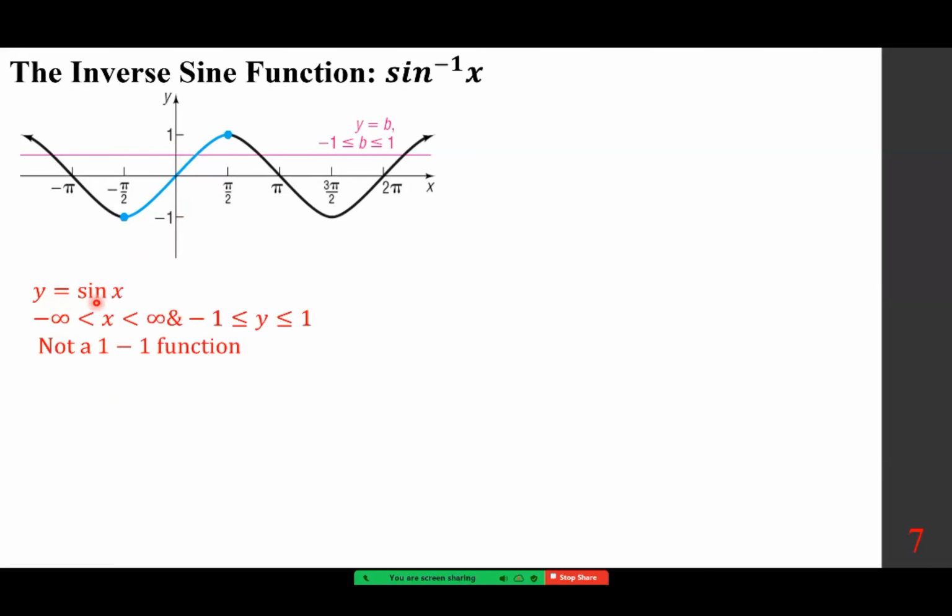So y equals sine x. X is between negative infinity and infinity. Y is between negative 1 and 1. And as you can clearly see, it is not a one-to-one function because it is a periodic function.